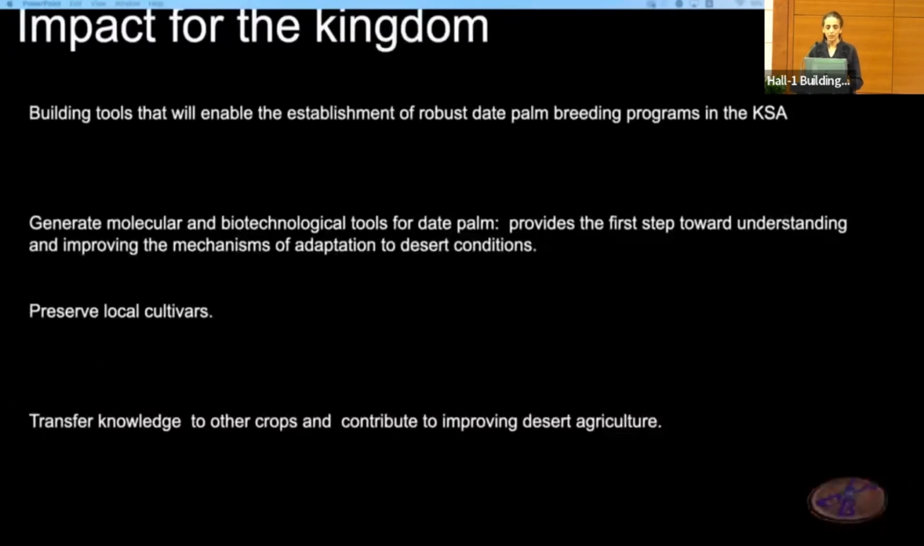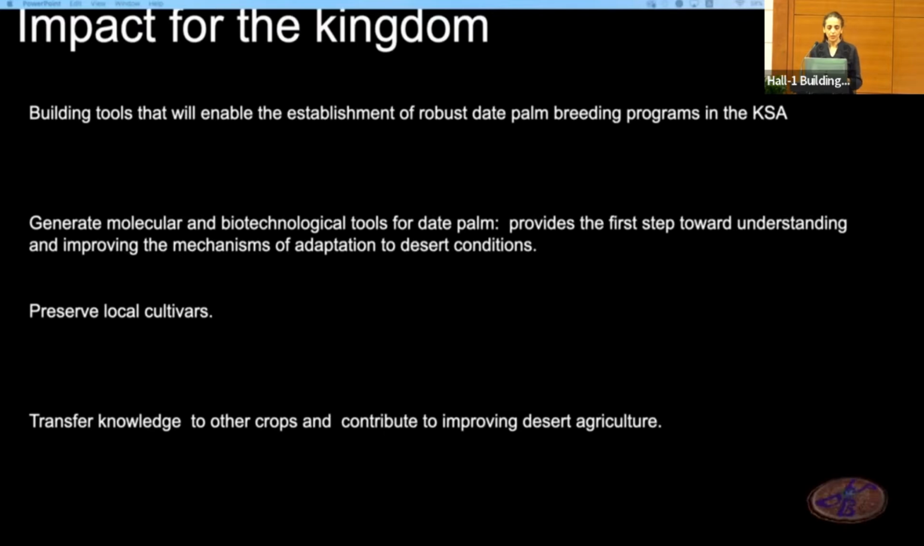So what is the impact for the Kingdom? First, building tools. We are now in the 21st century, and there is not a single tool that we could use to do research on date palm. So I think it's about time that we start building these resources, and time to get to work, basically.